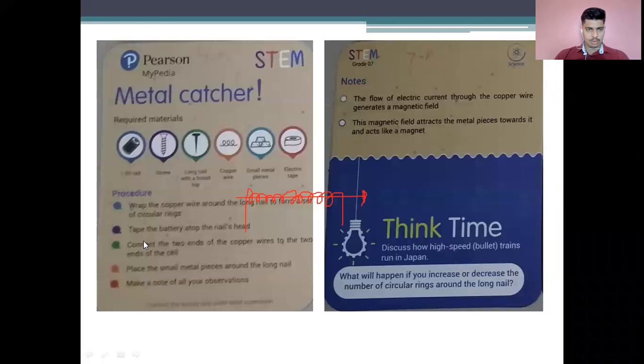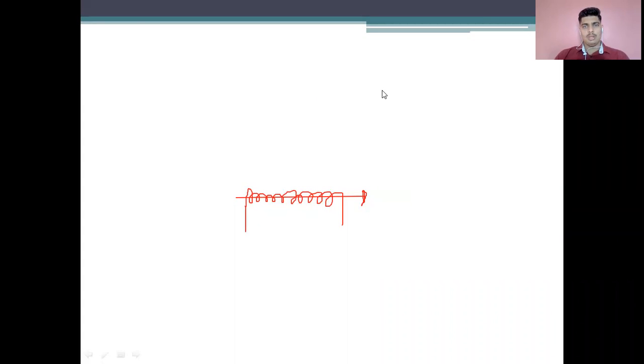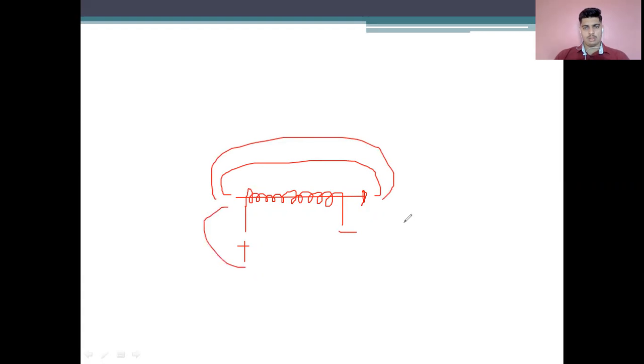Connect the two ends of the copper wire to the two ends of the cell. Place the small metal pieces around the long nail, and then make a note of all your observations. So now when we connect this to, let's say, a potential difference as we have created earlier, so plus and minus, you can think of it as an electromagnet, so it will generate its field lines like this, like this, like this, and like this.